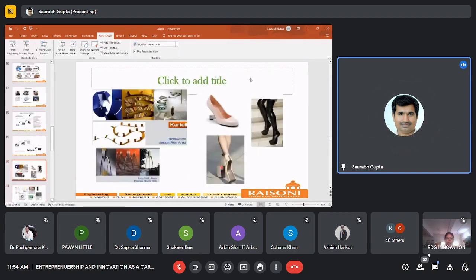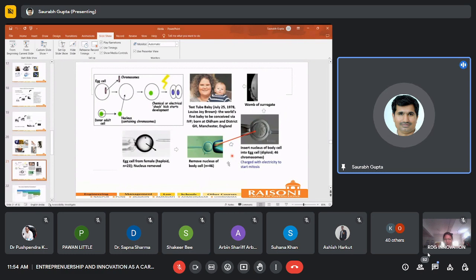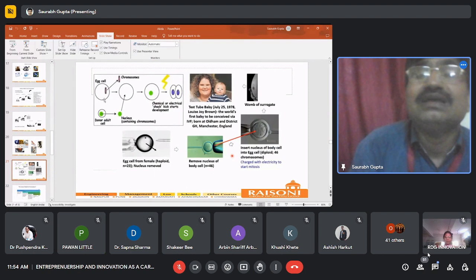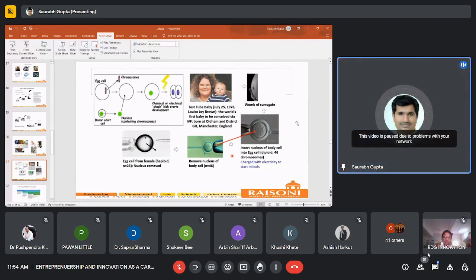These are other examples. This is the bookshelves. By using creativity, you can design it. This is the footwear, the heels. So these are the various types of inventions you can do for footwear, and you create the market. This is called surrogate baby. This is also one of the examples of creativity, right? Where humans are created by using technology.